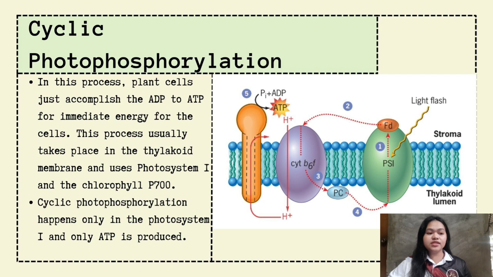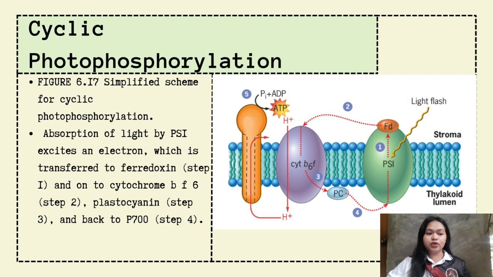The next one is the cyclic photophosphorylation. In this process, plant cells just accomplish the ADP to ATP conversion for immediate energy for the cells. This process usually takes place in the thylakoid membrane and uses photosystem 1 and the chlorophyll P700. Cyclic photophosphorylation happens only in photosystem 1 and only ATP is produced. So, sa cyclic photophosphorylation, ang involved lang is si photosystem 1, which means na para makapag-absorb ng electrons, walang photolysis na nangyayari and nakakakuha lang siya ng electrons from the light harvesting complex ni photosystem 1. And dito ang napoproduce lang is si ATP.